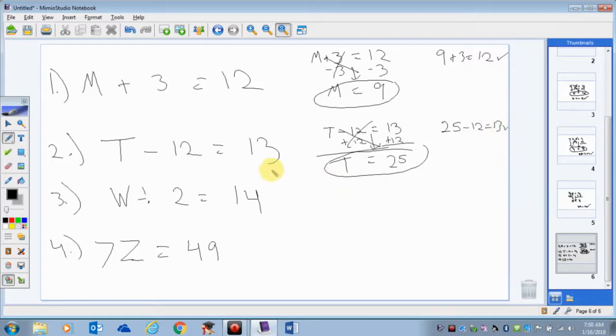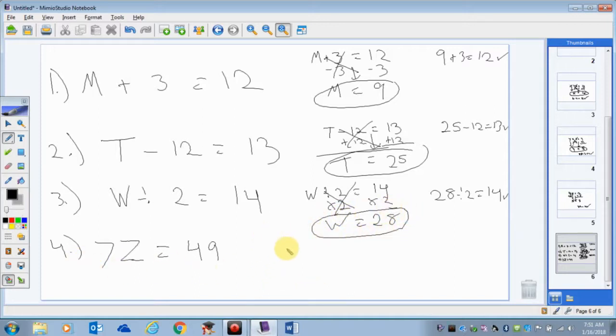It checks off. Alright, for number 3, we have w divided by 2 equals 14. So I'm dividing by 2 here, so I have to do the opposite to isolate w. So multiply by 2, multiply by 2. These 2 cross out, leaving me with w, my equal sign, and 14 times 2 is 28. To check it out, let's say 28 divided by 2 equals 14. Is that correct? Yes, it is. So we're done there. So your answer for number 3 is w equals 28.